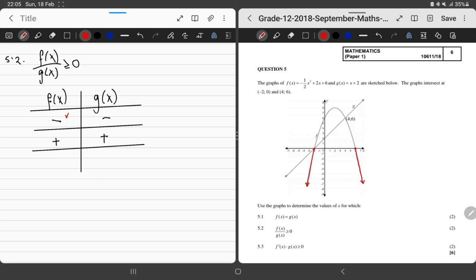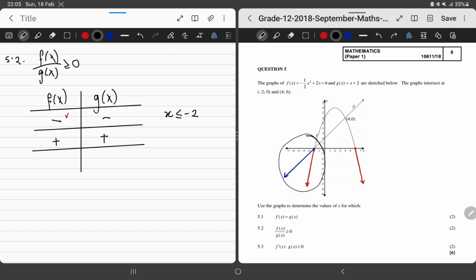Now let's go look for g of x. Where is g of x below the x-axis? g of x is below the x-axis from that point to the left, or downwards. So it means that my solution should lie here, because at this point where my f of x is below, g is above, so I cannot include that side. So my x should be less than or equal to -2.